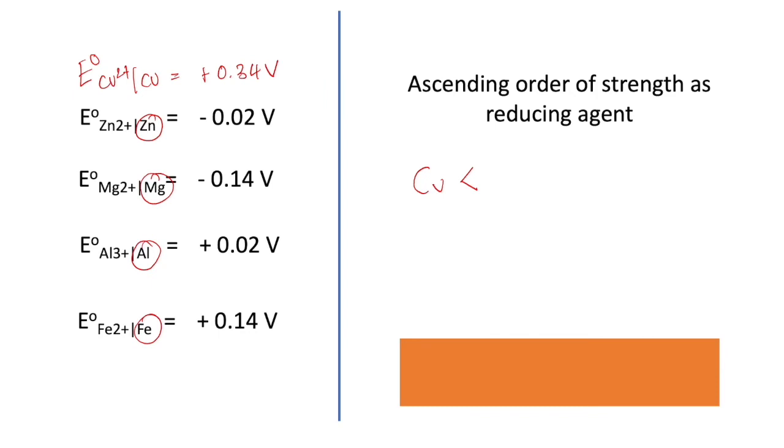diikuti dengan siapa lagi? Ferrum. Okay, diikuti dengan aluminium, and then zinc, and then magnesium. So magnesium is the best reducing agent, and copper is the least best, ataupun the worst reducing agent among the 5 of them.